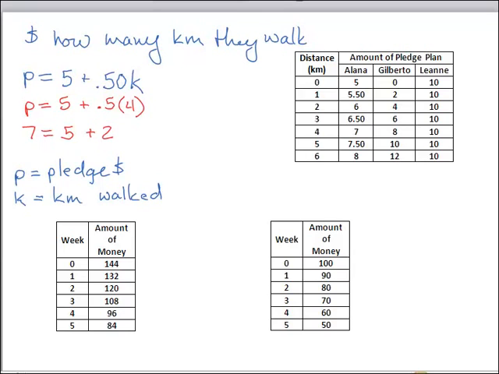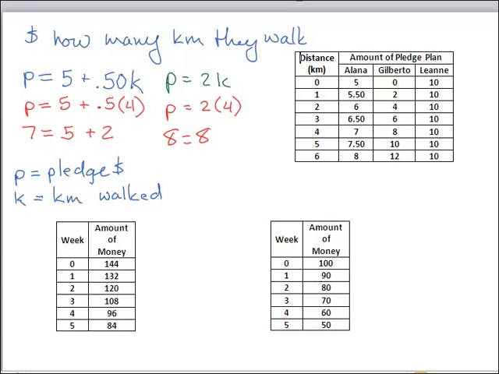Gilberto, we said, didn't get any money. So for his pledge money, he doesn't get any money to start with, so I don't need to put anything there, but he does get $2 per kilometer. Again, if I use the situation with 4 kilometers, I can say that his pledge money is equal to 2 times 4, so $2 per 4 kilometers. 2 times 4 is 8, and at 4 kilometers, he does get $8 over here. So we know that that's a correct statement.